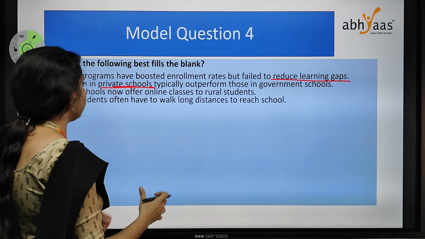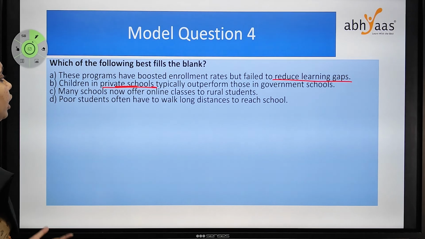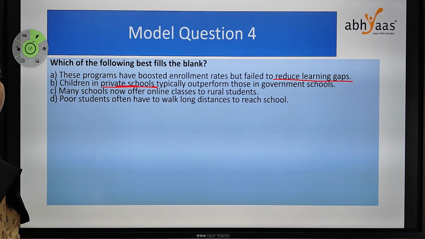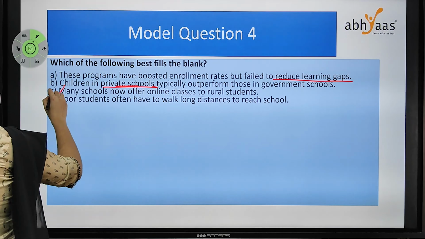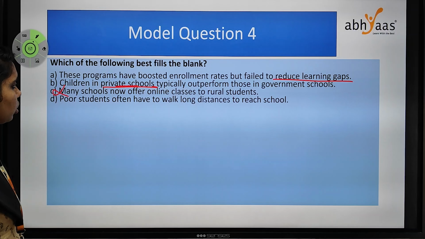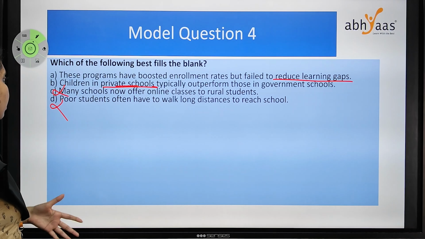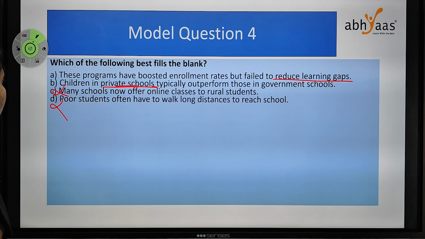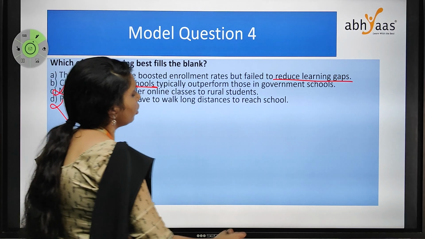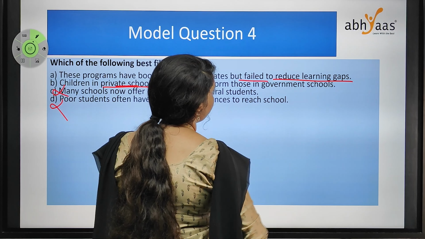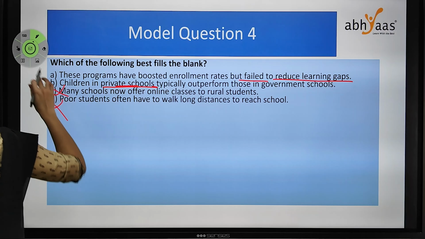It is entirely being discussed about low income groups and how the government is failing to reduce the learning gap. Many students now offer online classes to, no, this is completely out of this one. Poor students often have to walk, even this is not one of the disparities that is being discussed there. Okay, these programs have boosted enrollment rates, yeah, but fail to reduce learning gaps. This should be the disparity on which the next sentence is building. Let's see.